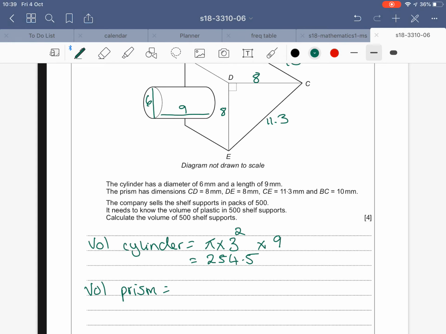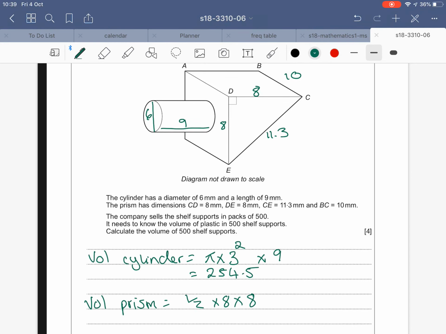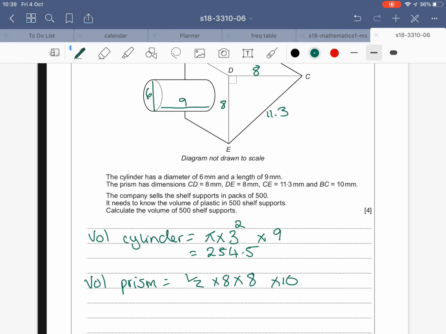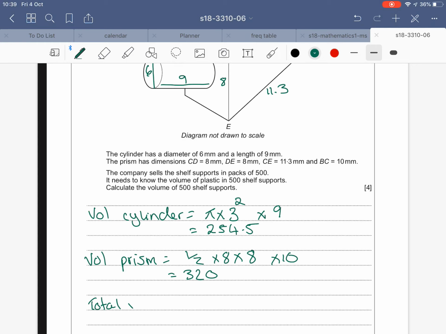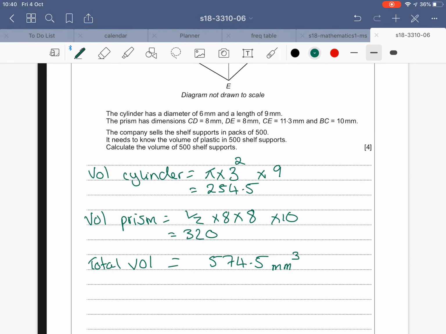Then the volume of the prism. Again, you just do the area of the face. So that's going to be a half base, which is 8, times height, which is also 8. And then you want to also times that by the length, which is 10. I got 320. So the total volume, you need to add those together. So 254.5 add 320 is 574.5. And this is in millimeters cubed, because we're in volume. And they want a pack of 500, just times that by 500, and we get 287,250. Lovely.